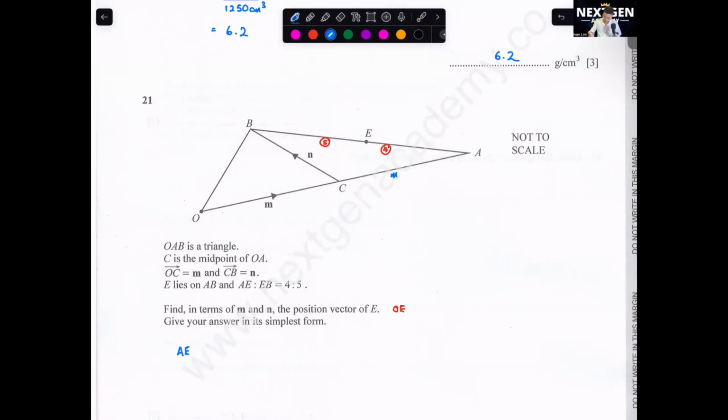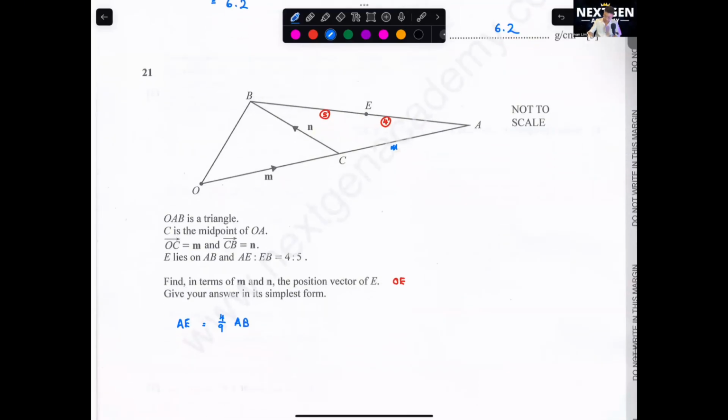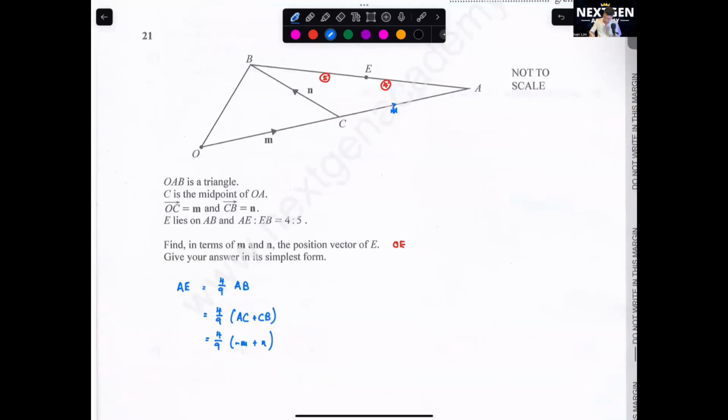Let's find AE first. AE will be equals to 4 over 9 of AB. What is AB? AB will take AC plus CB. AC, what's the direction here? Negative M plus N. So here will be negative 4 over 9M plus 4 over 9N.